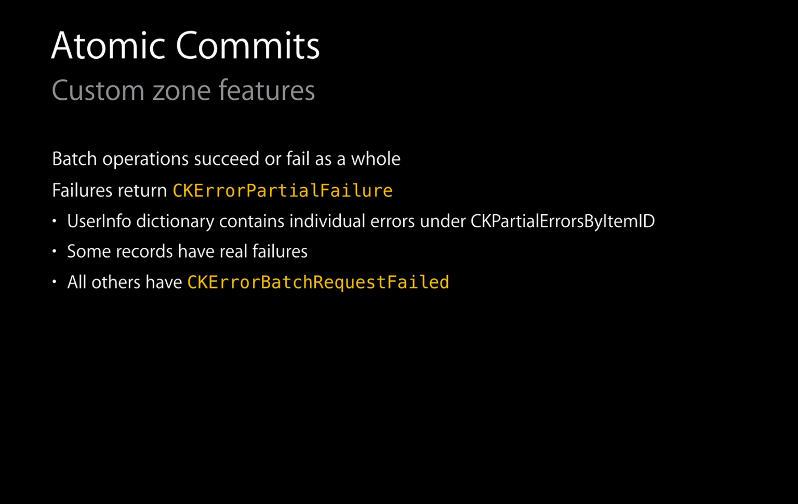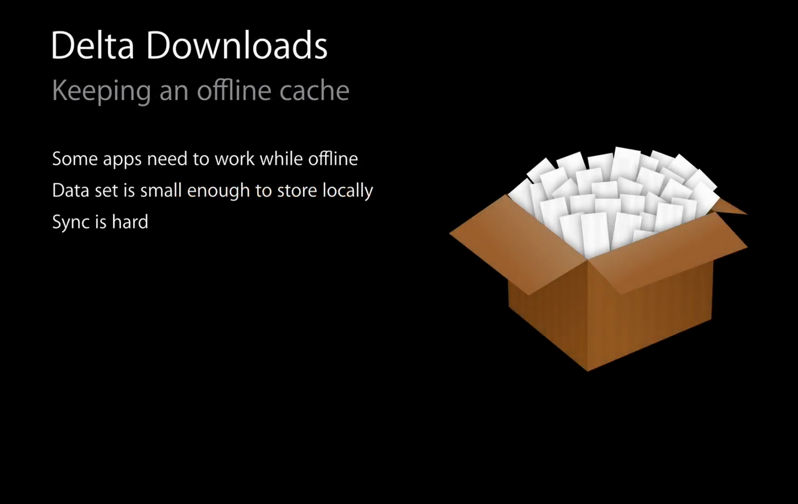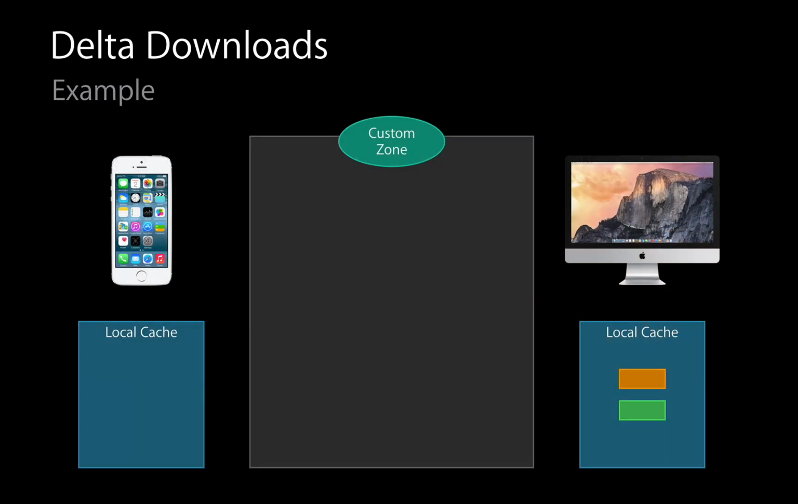Another great feature that we give you with custom zones are delta downloads. So delta downloads are a way for that second class of application to be possible in CloudKit. You can download only the changes that were made in that zone, and you can cache them all locally. So what does that look like? Well, we've got our Mac here, we've got our iPhone, and we've got a custom zone. So let's step through a delta download really quick.